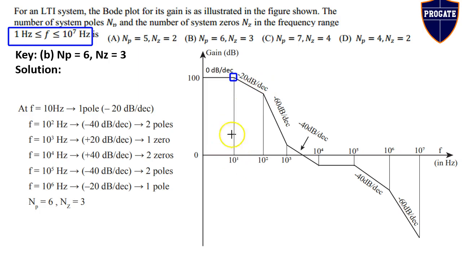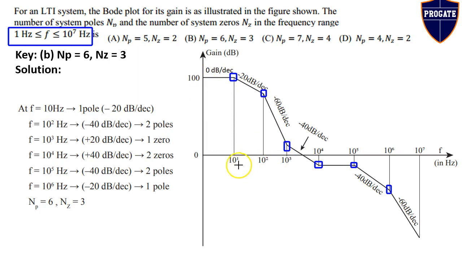Just below 10 Hz, the slope is 0 dB per decade. And just after 10 Hz, the slope is minus 20 dB per decade. So the change in slope is minus 20 dB per decade. So this is a slope change point. Likewise, slope again changes at 10^2 Hz. Another slope change point is 10^3 Hz. So these all are the slope change points. It means that at these points there is either a pole or a zero, and hence the slope is changing.